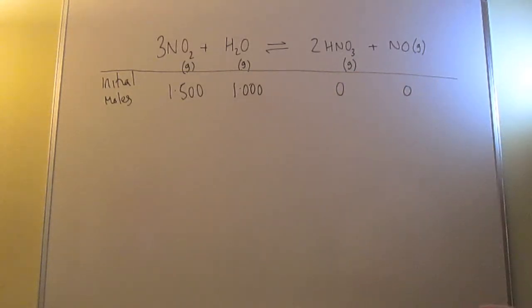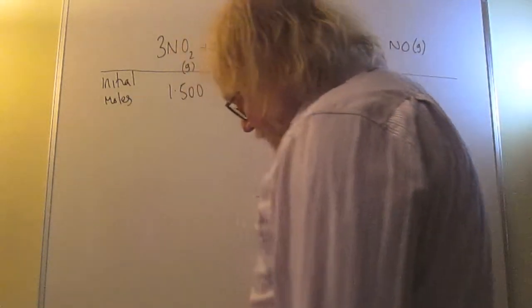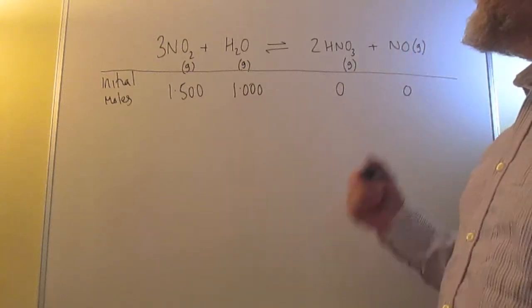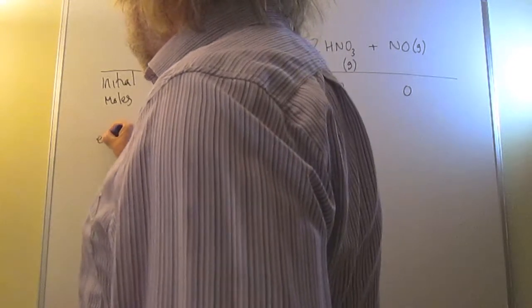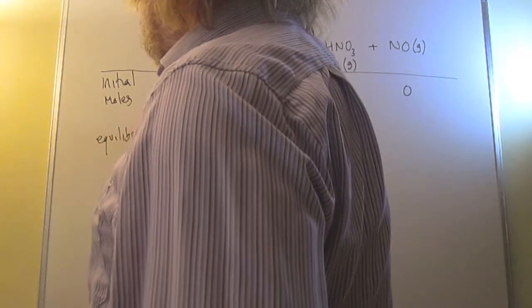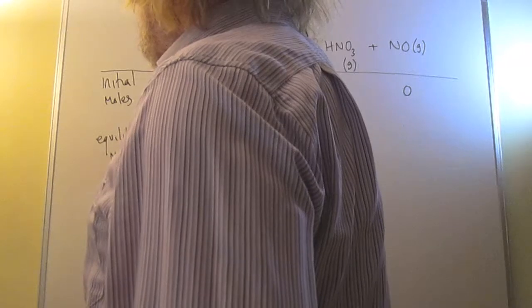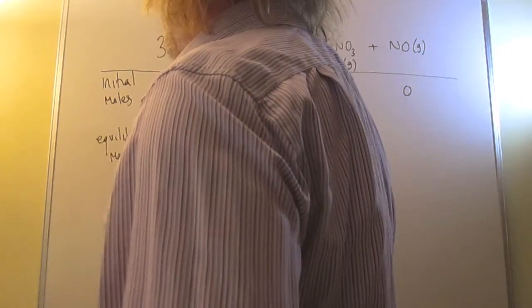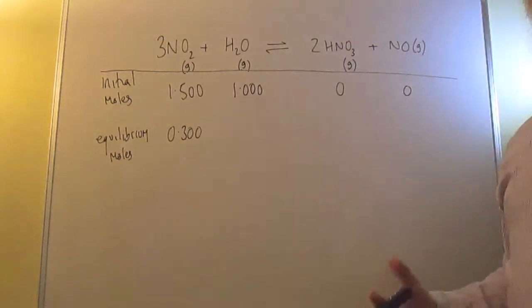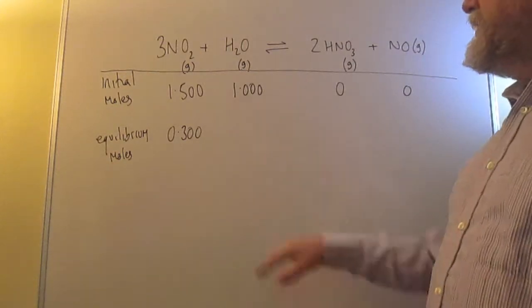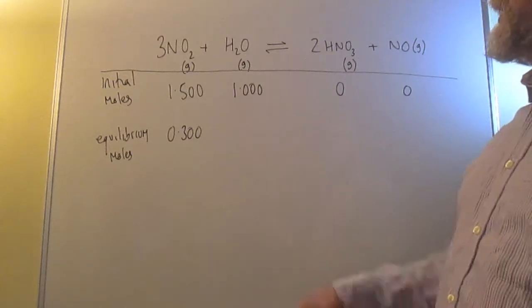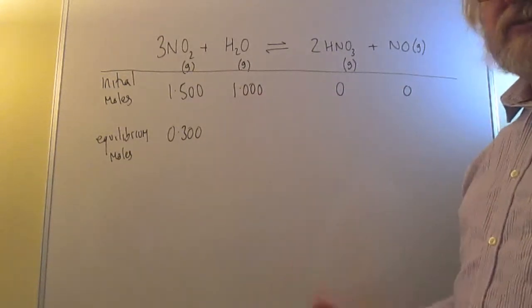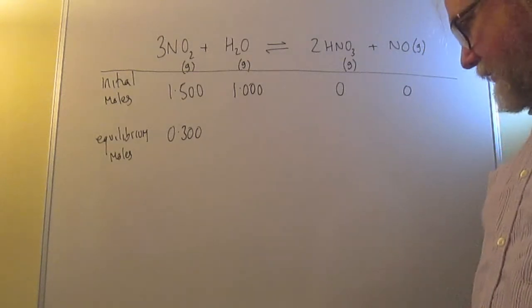So that's what we had at the start, and then it says it was allowed to come to equilibrium, and that at that point the amount of NO2 had decreased to 0.300 moles. So we put in our second line, which is equilibrium moles, and this has gone to 0.300 moles. Now you have to be very careful with your prepositions here. It said it had decreased to 0.3, not by 0.3. It's a very easy mistake to make, to think, oh yeah, the decrease was 0.3, but that's not what it says. So you have to read the question carefully.